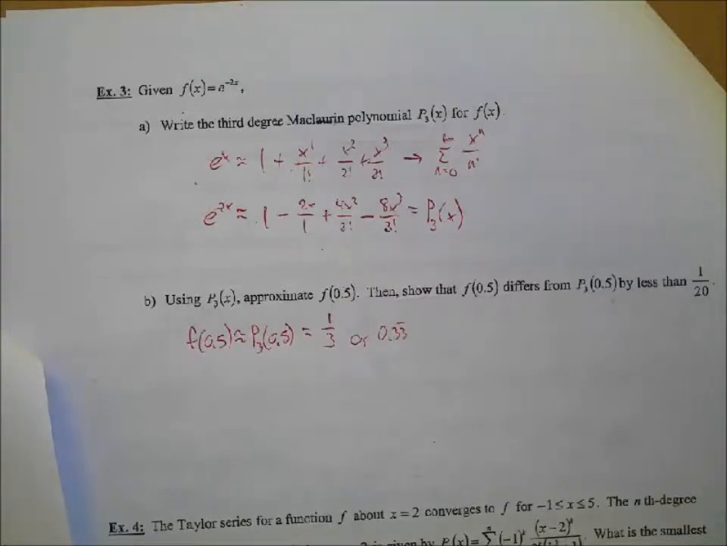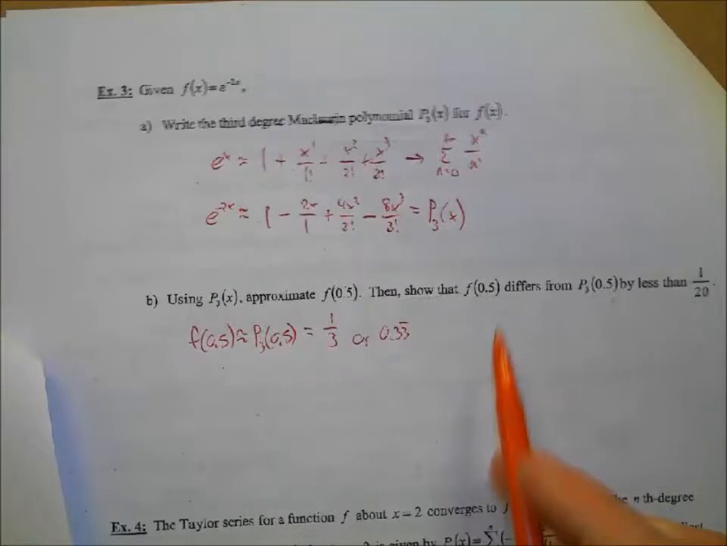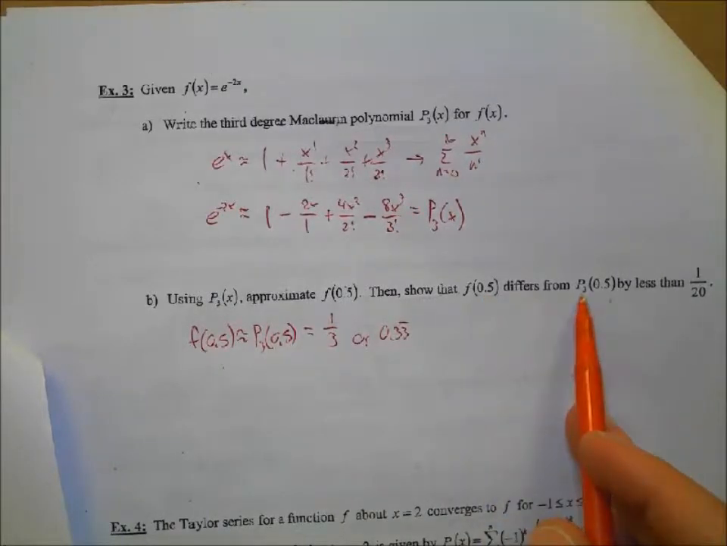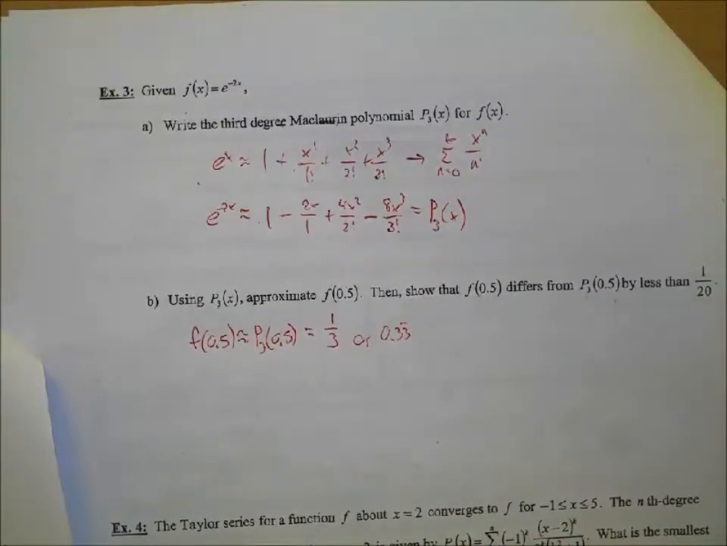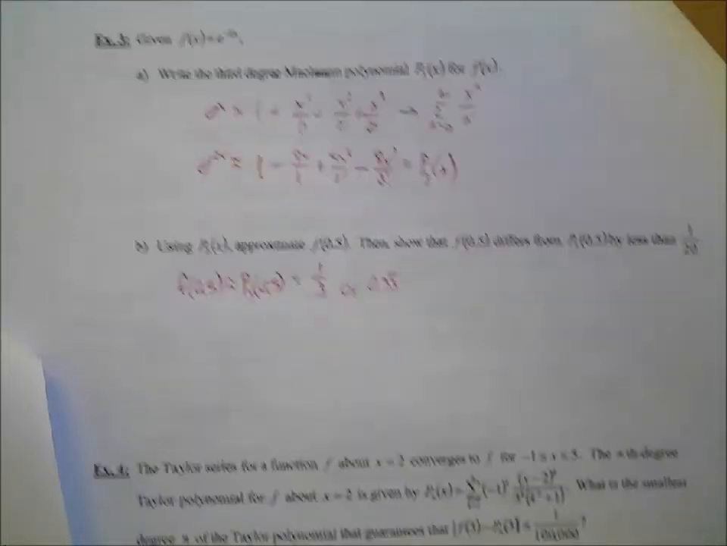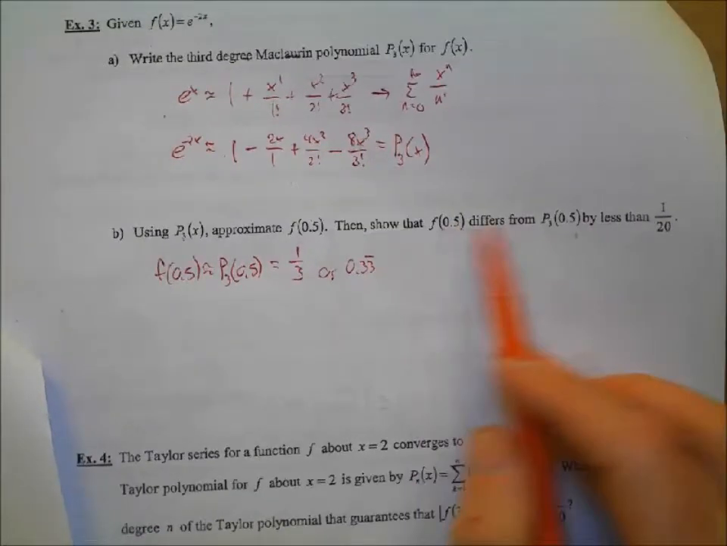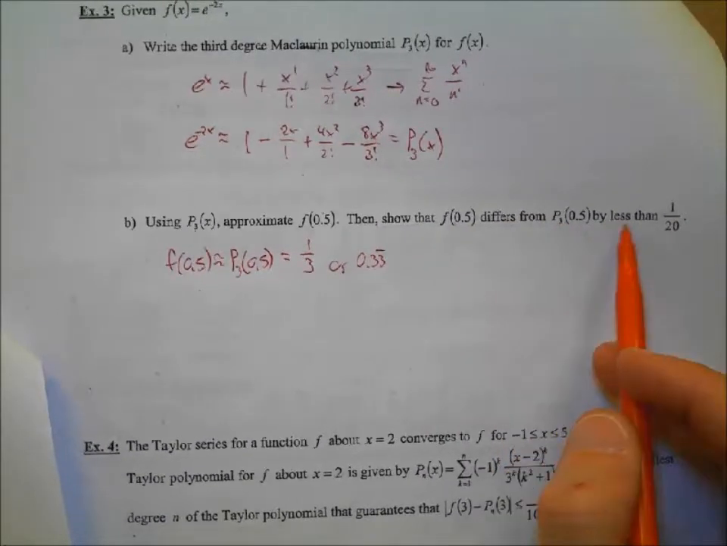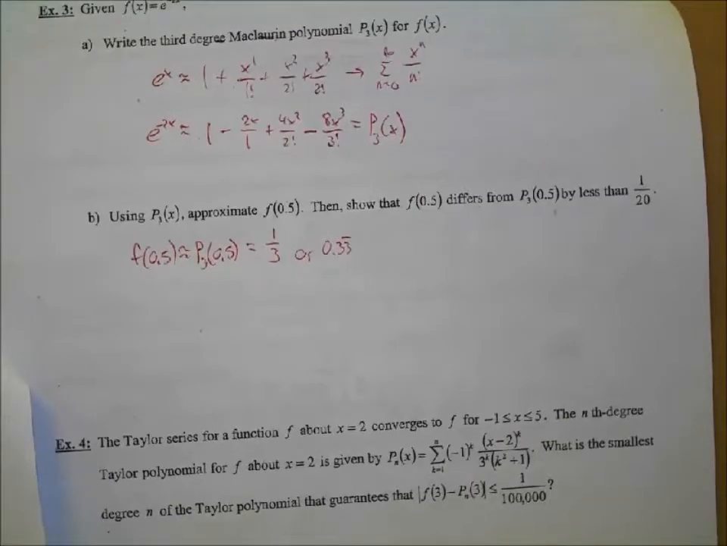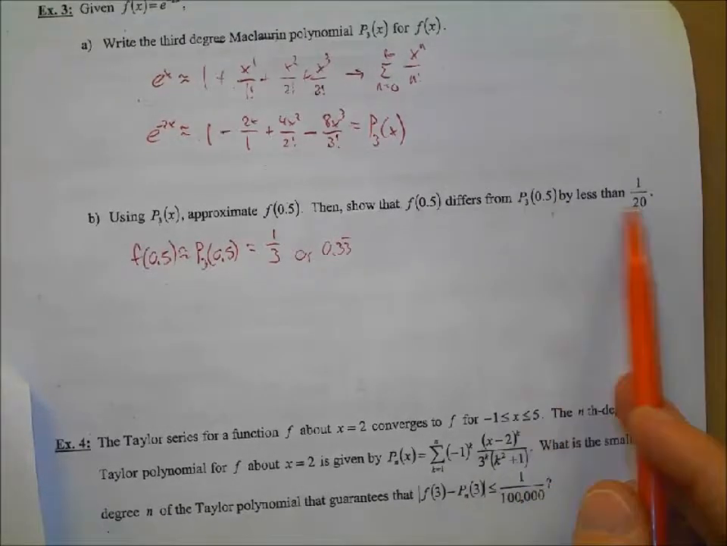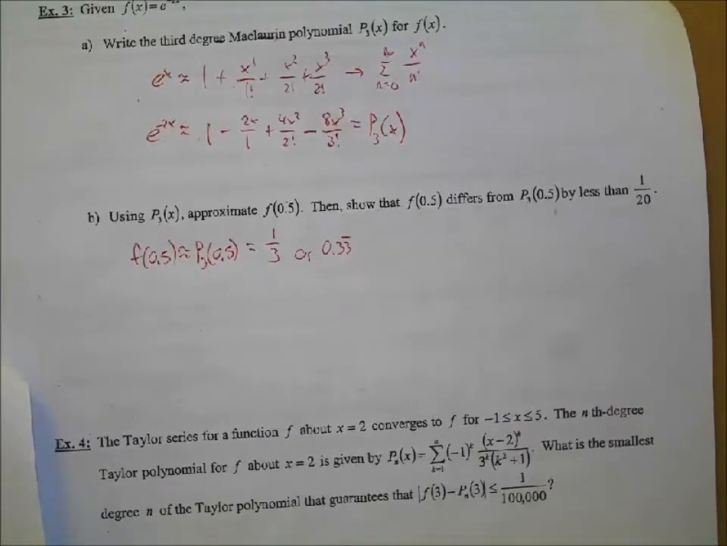So then show that f of 0.5 differs from p sub 3 of 0.5 by less than 1/20th. All right, so that means we're going to again need to look at this maximum error, right? We want to show that the actual differs from the estimate by less than 1/20th. So we want to again get that maximum error and show that it's less than that.